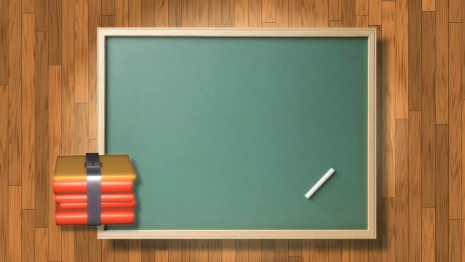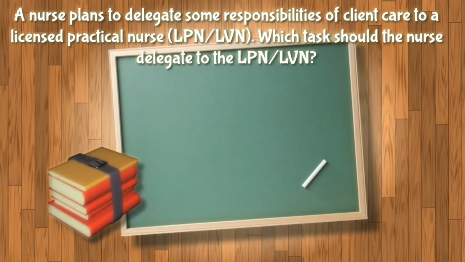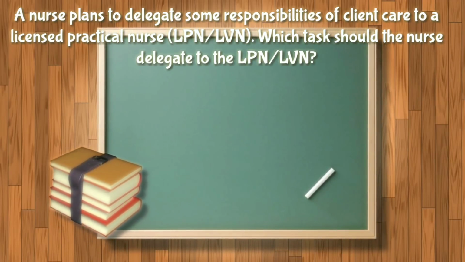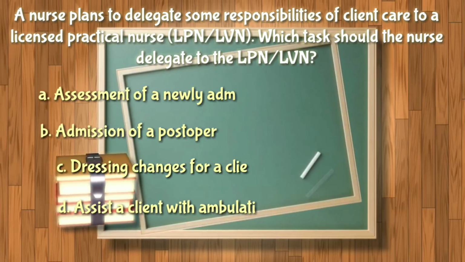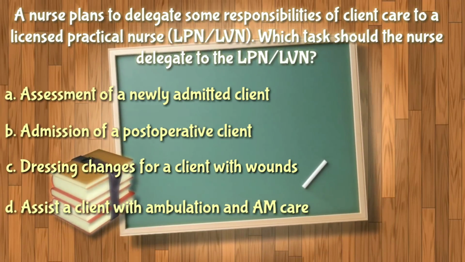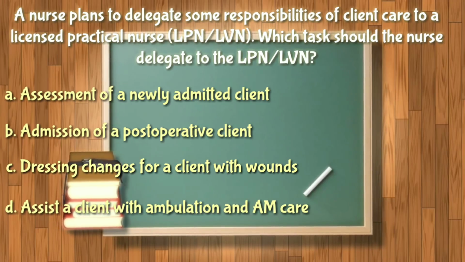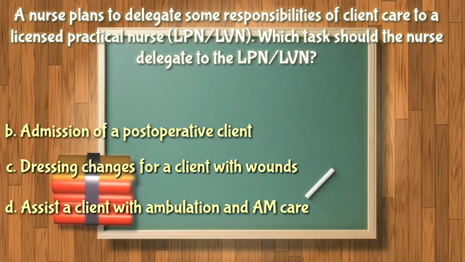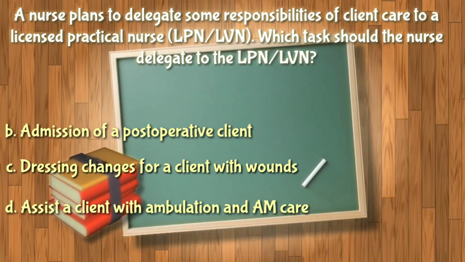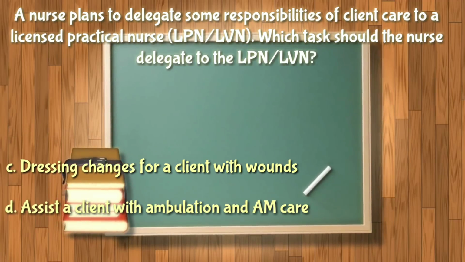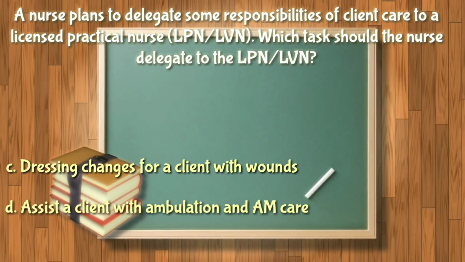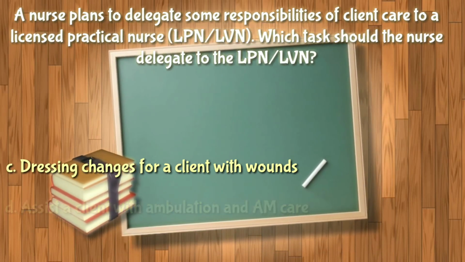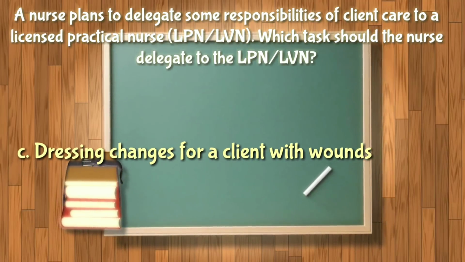Now for the next question, a nurse plans to delegate some responsibilities of client care to a licensed practical nurse. Which task should the nurse delegate to the LPN or LVN? So what do you think the answer is? As I have said a while ago, assessment should not be delegated, so letter A is wrong. And also, when we say admission, there is also an assessment, so letter B is also wrong. Among the two, letter D, assisting client with ambulation, should be delegated to the nursing assistants or UAP. So that's why we end up with letter C.